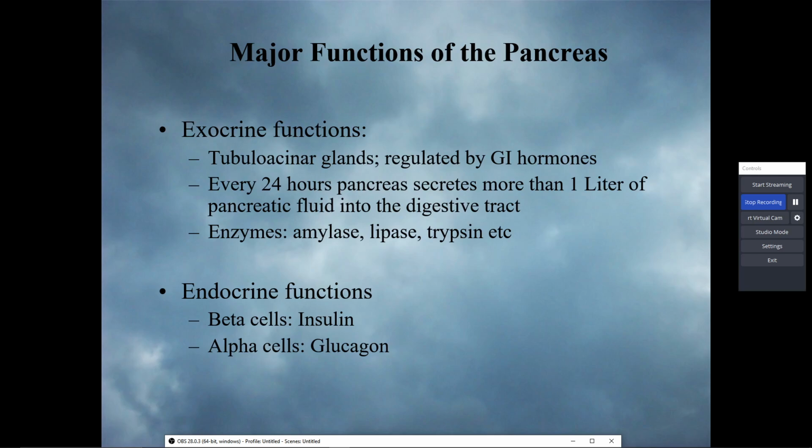So the whole system itself is responsible for essentially digestion and absorption of food, nutrients, proteins, and glucose regulation, which is why when we talk type 1, type 2 diabetics, we talk about pancreatic function.